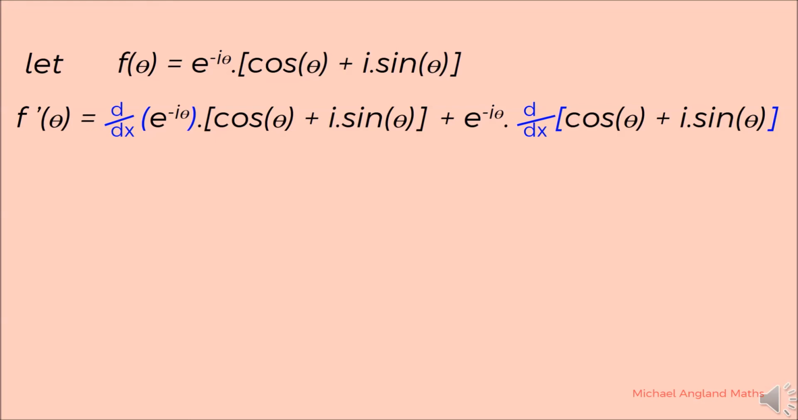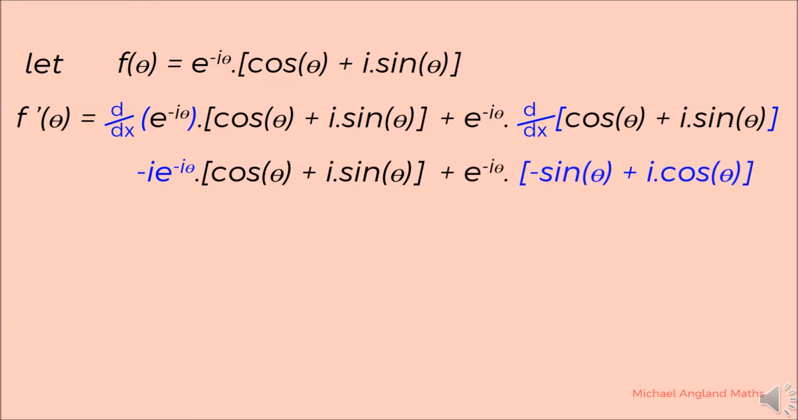Moving on to the third line, we have d/dx of e to the minus iθ is minus i e to the minus iθ times (cos θ + i sin θ), plus e to the minus iθ. Now, take the derivative of what's inside the brackets with respect to θ. Cos θ becomes minus sin θ. i sin θ becomes i cos θ. Now, recognize the coefficient of sin θ. It's negative, or minus 1. That is interesting because we can replace that with i squared. Let's have a look at the next line, and I'll show you where that appears.